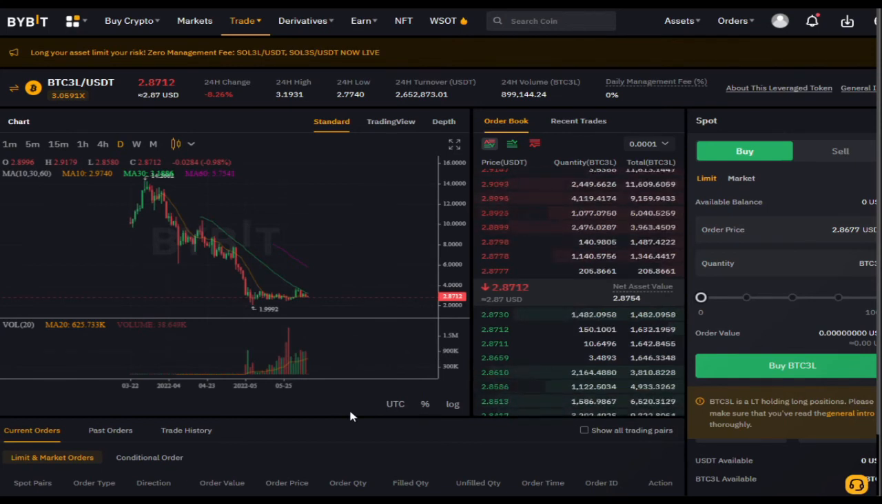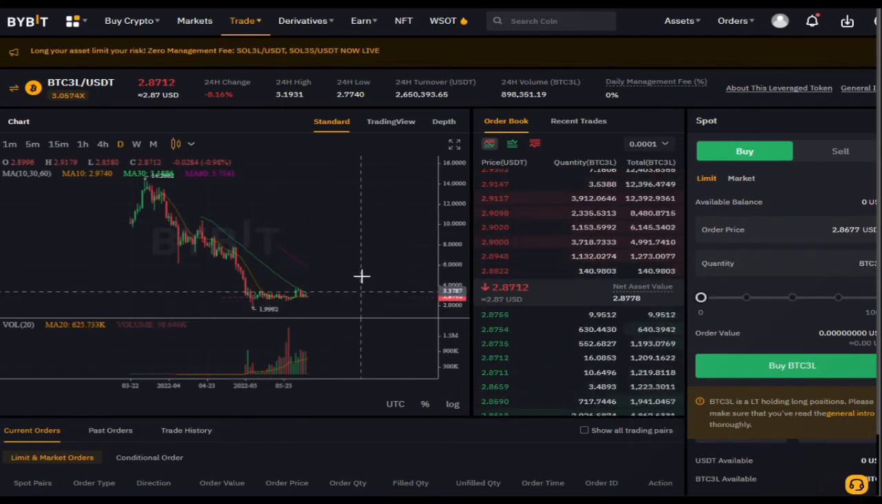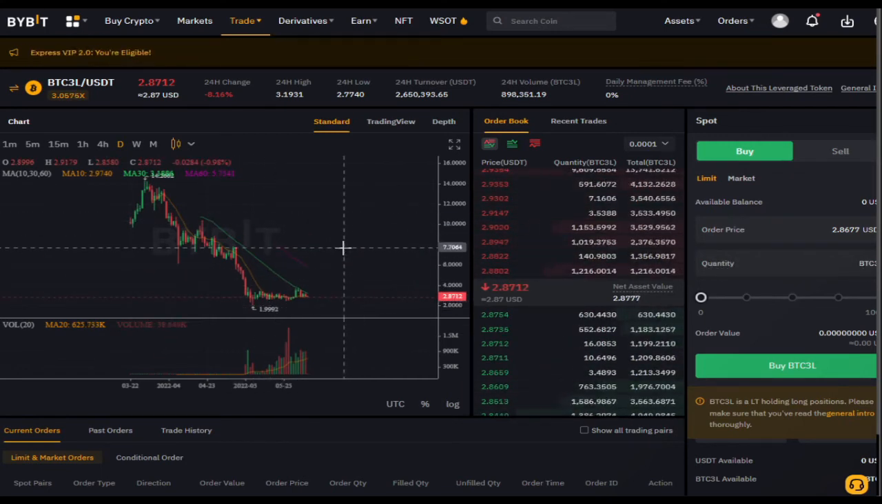Well, it goes down 3 times as fast, right? Just like it goes up 3 times as fast. So if Bitcoin moves 10%, then the 3x long would be a 30% move, right? And whether it's up or down, it's still the same case.